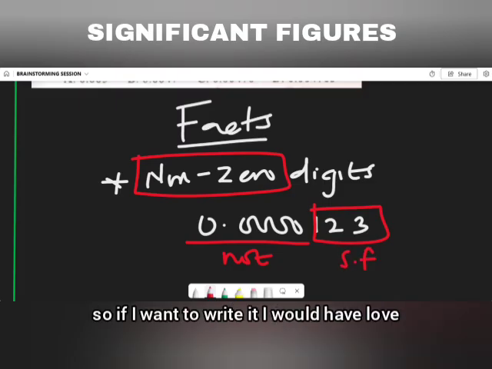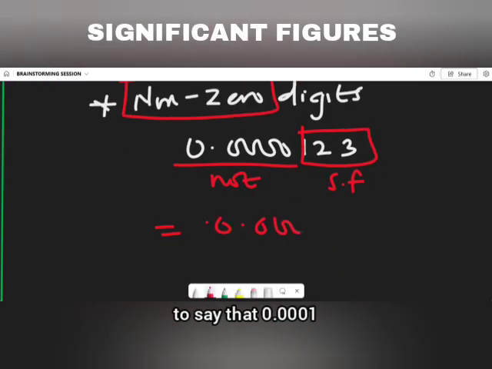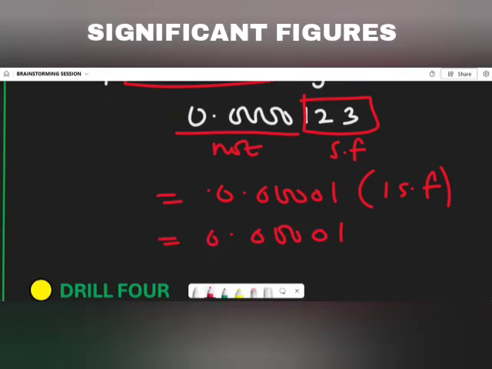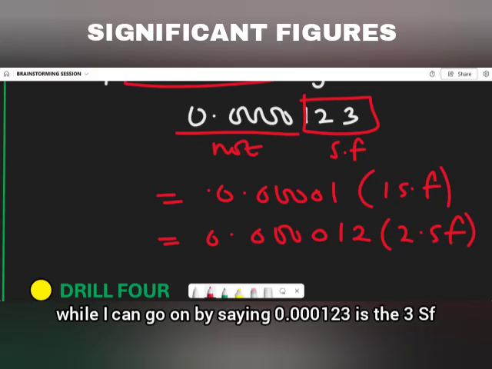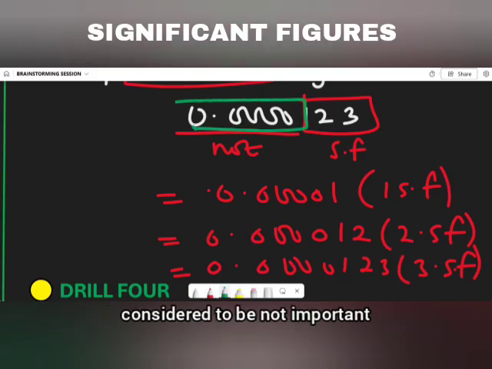Are you seeing that? So if I want to write this, I would say that 0.00001 is 1 SF. It means that's the first significant number, and I can go on by saying 0.000012 is 2 SF, which is my second significant figure, while 0.0000123 is 3 SF. So non-zero digits are always considered important. But we have to be very careful.